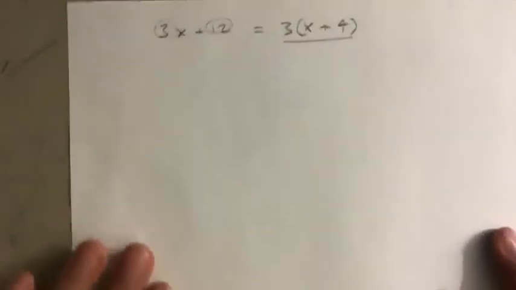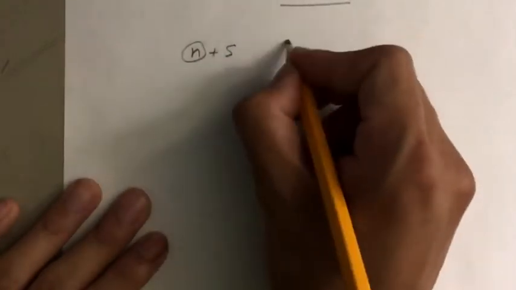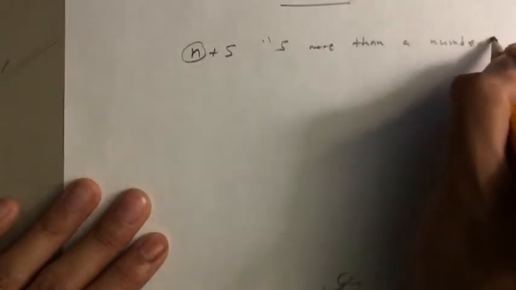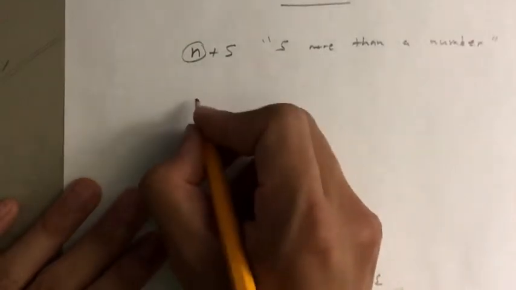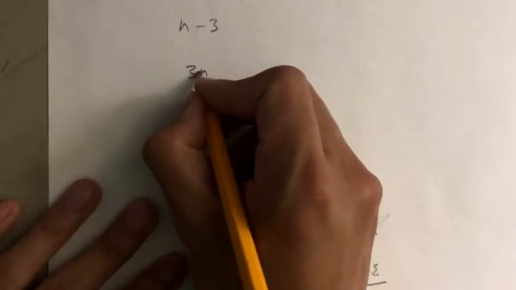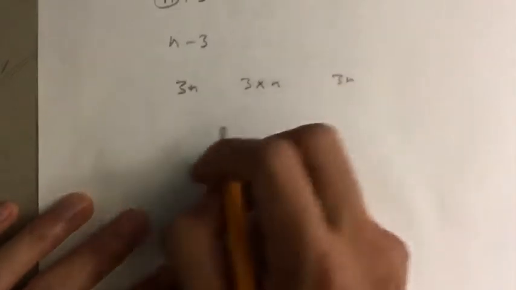Now, we're going to talk about writing expressions and how to represent basically what you say in English with numbers and symbols and everything. So this is how you write 5 more than a number. N plus 5. This is some arbitrary number, and it's 5 more, so N plus 5. That's 5 more than a number. Now, how do you say 3 less than a number? N minus 3. That's 3 less than a number. How do you say 3 times a number? Well, 3N, because you're multiplying it by N. And you also can write 3 times N as 3N, if you didn't know that.